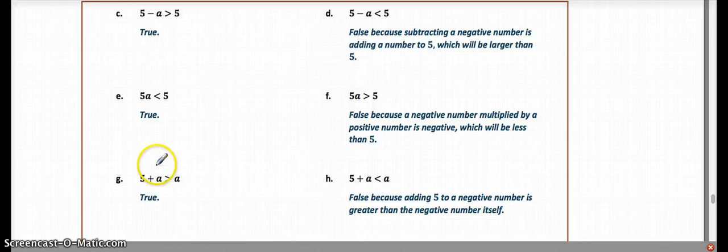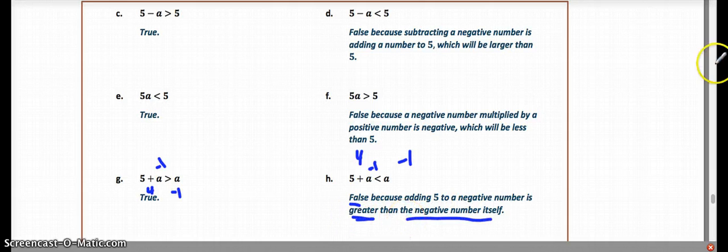Okay, for number 5, letter G, if you add a 1, 5 plus -1 is going to be 4. 4 would be less than whatever that negative number is. So this is going to be true. It doesn't matter what you substitute in there. It could be -1,000,000. It's still going to come out correct. But if we do -1 over here, I get 4 is less than -1. That's false, because when you add a 5 to a negative number, it's still greater than that negative number itself.